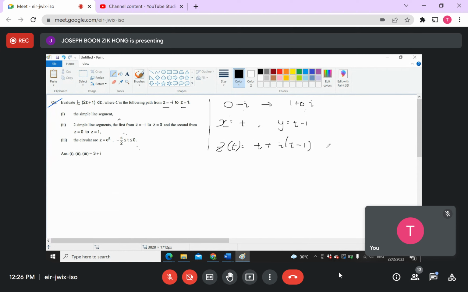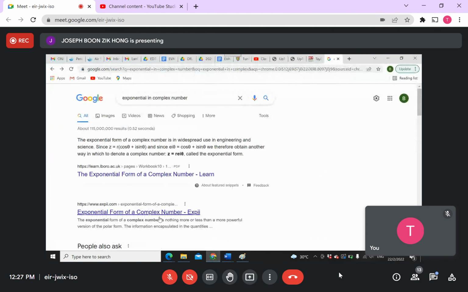Any questions there? If you have any question, please ask. So how to check this one is correct or not? You put your 0 inside, and you will have 0 minus i. So this is the first point. When you put 1 inside, you will have 1 plus 0i. So you have the second one. So this is how we check our parametric equation is correct or not. Have a look, and again, please ask if you have any questions.